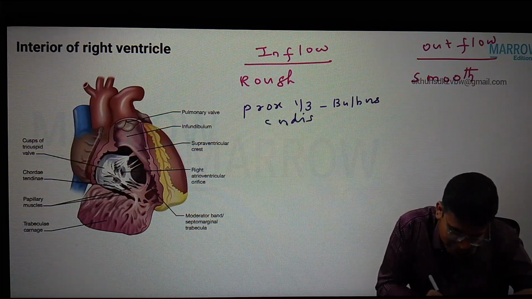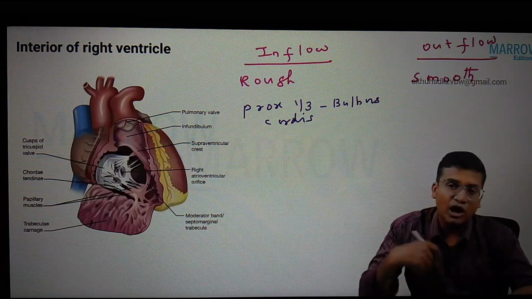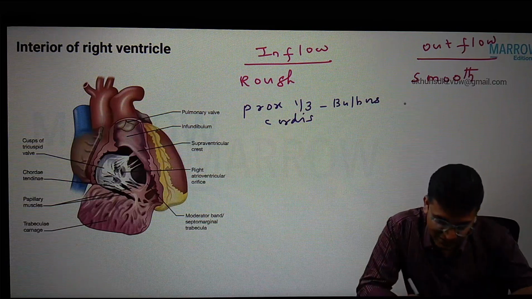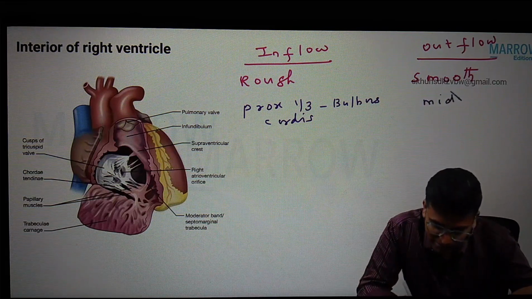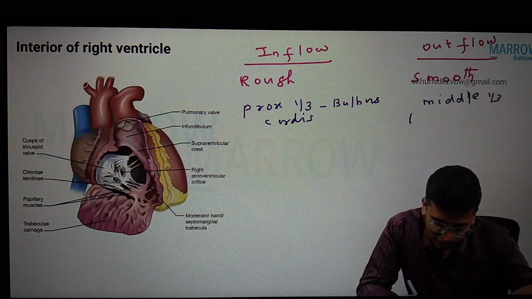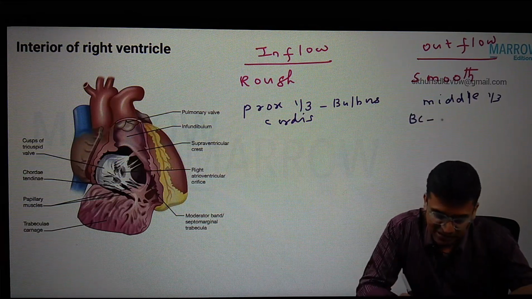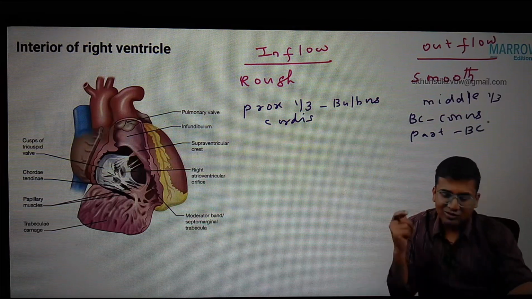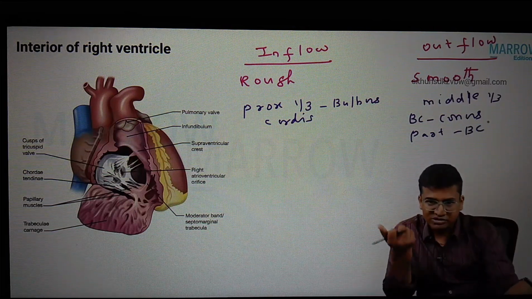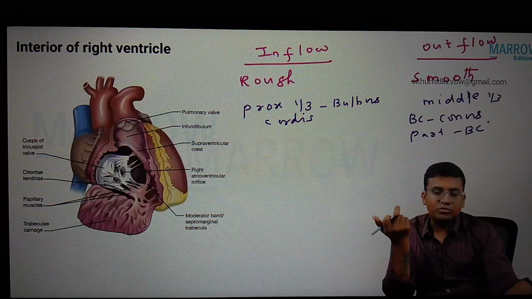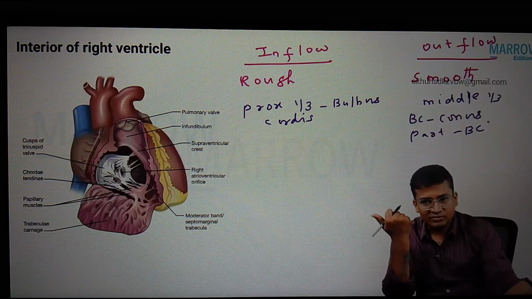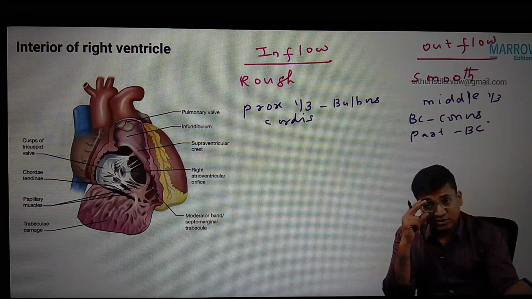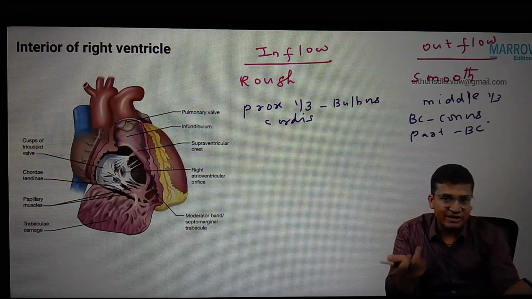Whereas the outflow part, the smooth part of both the right ventricle and left ventricle, comes from the middle 1/3 of the bulbus cordis. This part is also called the conus part of the bulbus cordis, which forms the outflow part or conus part of both the right ventricle and left ventricle. Clear? Right. The inflow part, the rough part, comes from the proximal one third of the bulbus cordis. We don't have any specific name for this.